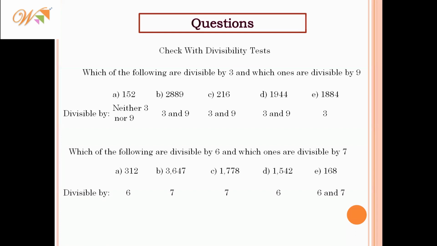Second question, which of the following are divisible by 6 and which ones are divisible by 7? So, 312 is divisible by 6. 3647 is divisible by 7, 1778 is divisible by 7, 1542 is divisible by 6 and 168 is divisible by 6 and 7 both. So, I hope you understood the divisibility test.